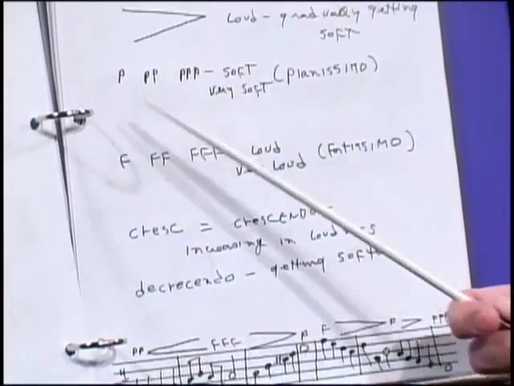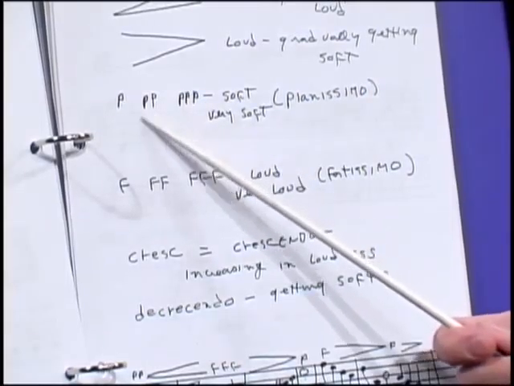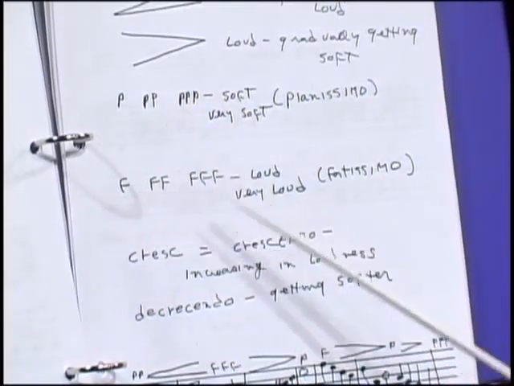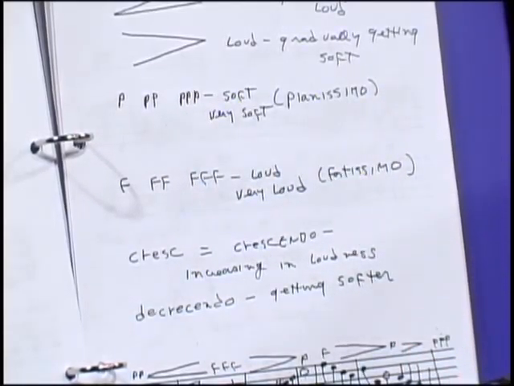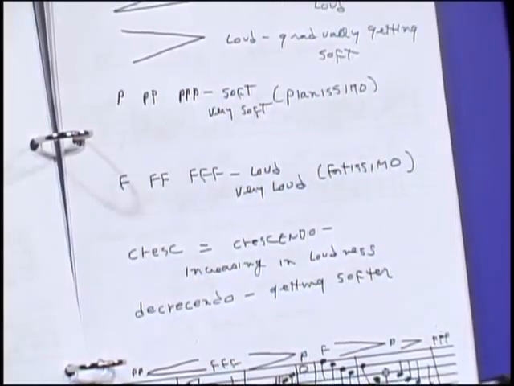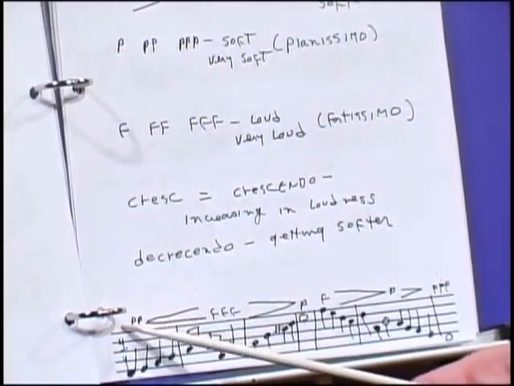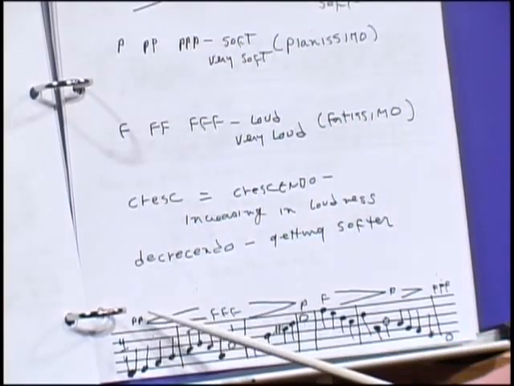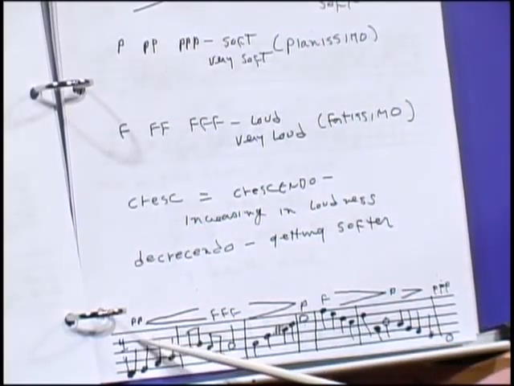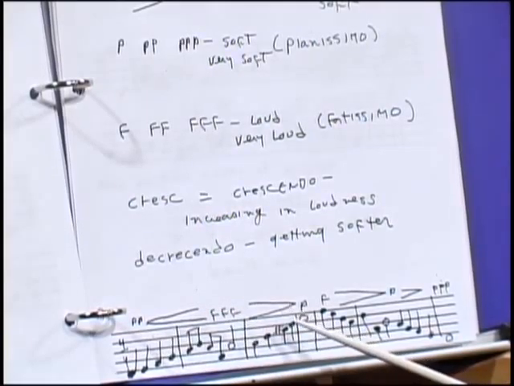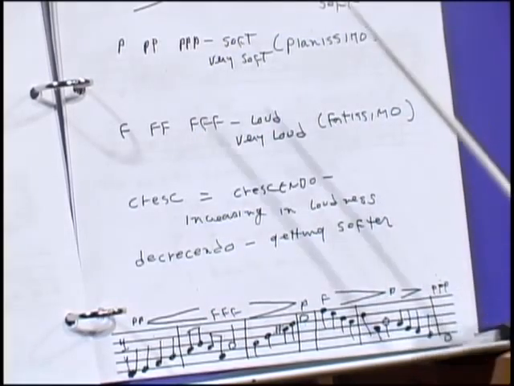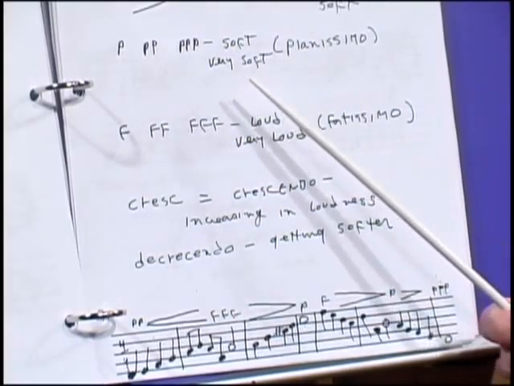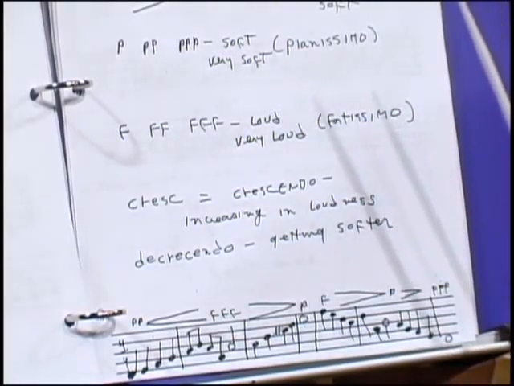Now we need to know what these symbols, P, PP, PPP, and the F, double F, triple F mean. P stands for piano, that's soft. If you see a P on a piece of music, then you know that it's soft. I have down here on the bottom, you have two double Ps. That means it's quite soft. And then at the bottom on the right-hand side, you have three Ps. That's very soft. So P stands for piano, and the original word is pianissimo.